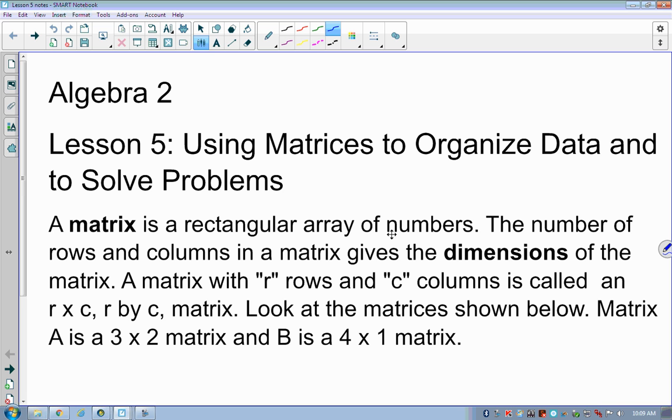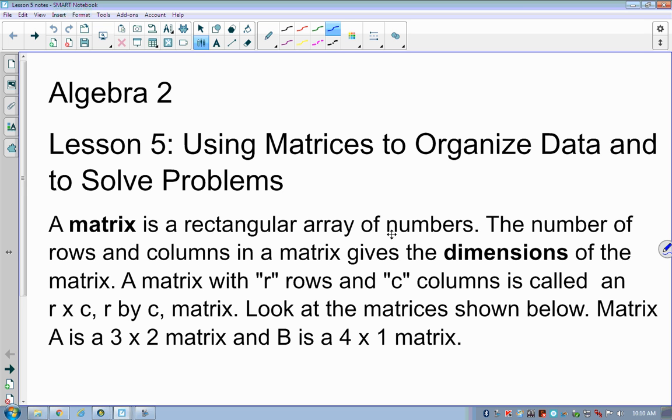calculator in your hand. We're going to be able to take complicated problems and organize them in such a way that with the graphing calculator, we can solve really complex problems relatively quickly. Especially longer systems of equations, we can solve real quickly, a lot faster than we could with pencil and paper. But a matrix is a rectangular array of numbers.